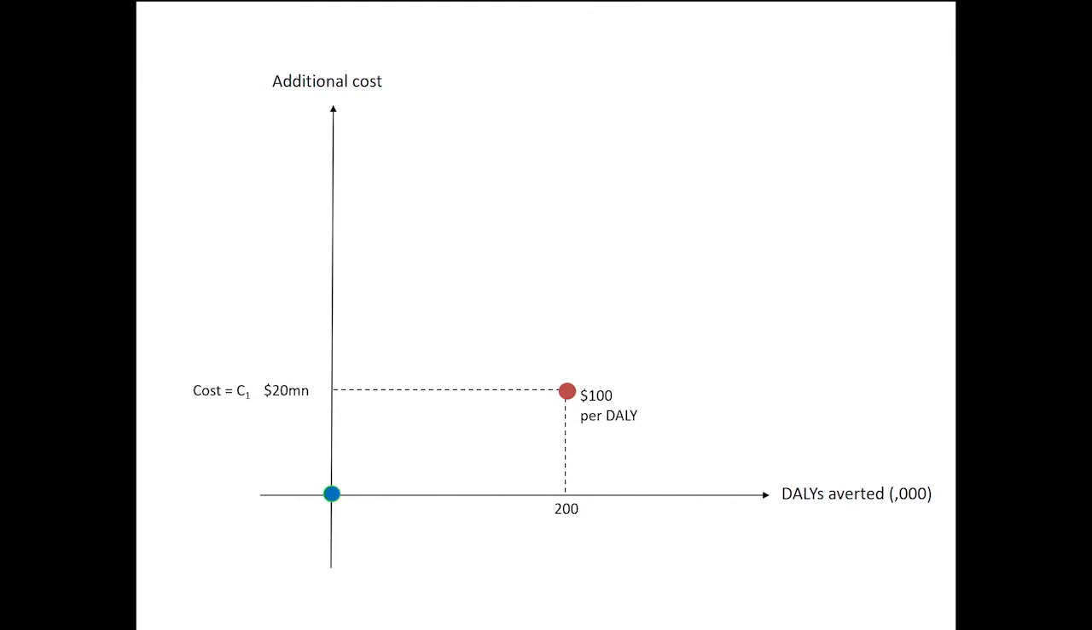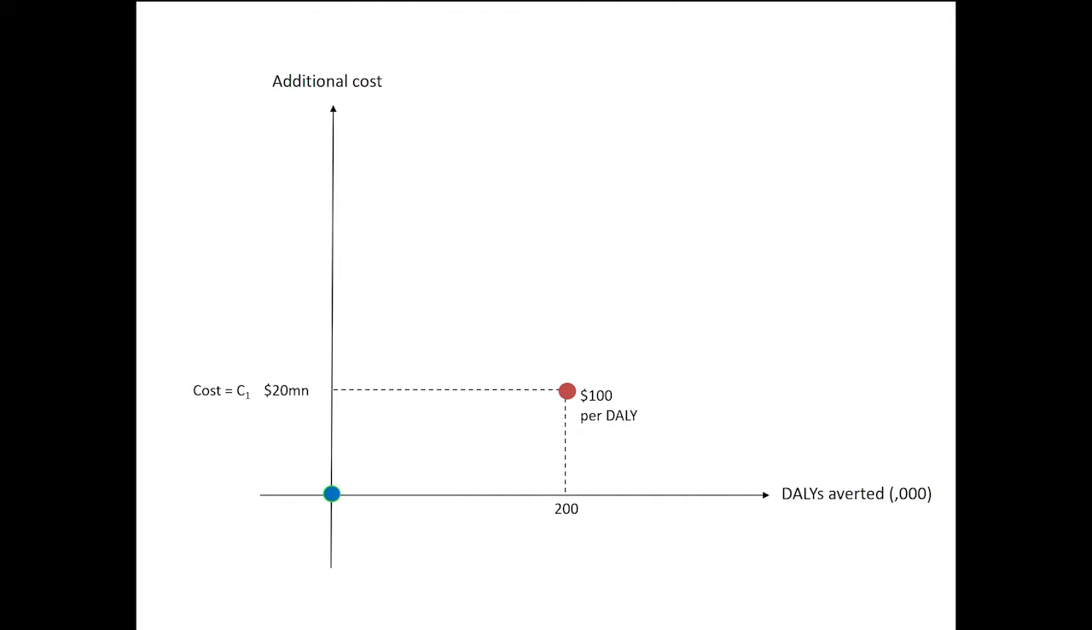We've done an awful lot of work to try and marshal evidence to assess the health benefits for the population. In this case, 200,000 DALYs averted for this eligible population. And an awful lot of work to estimate the additional costs. It's going to cost us £20 million at cost C1. We can, if you like, summarise that as this delivers a DALY for every $100 we spend. Is it worthwhile? Do we think it's worthwhile?